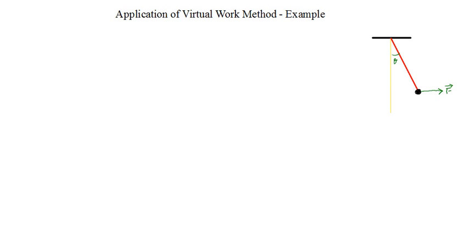So let me say, on this bob there will be some weight, which is mg, acting downwards. And actually there will be a tension in the string acting along towards the pivot point, but I am not considering the tension here because tension is our force of constraint.